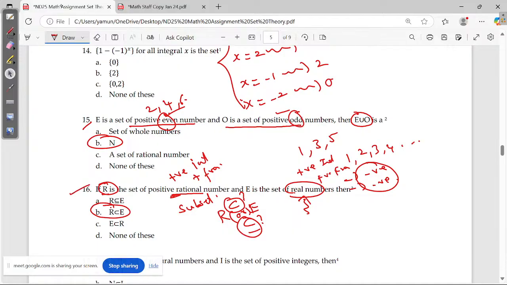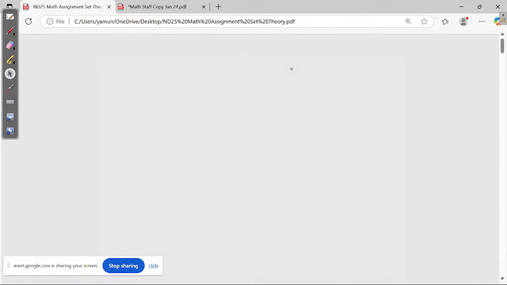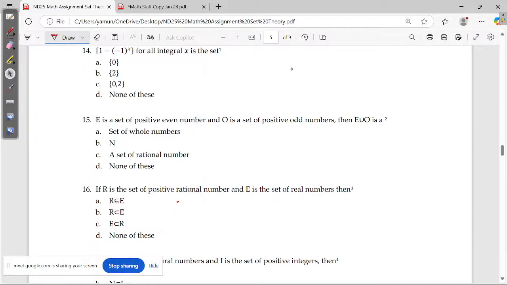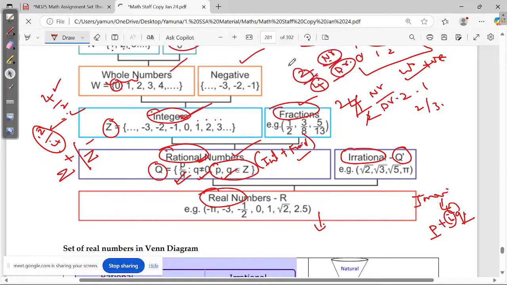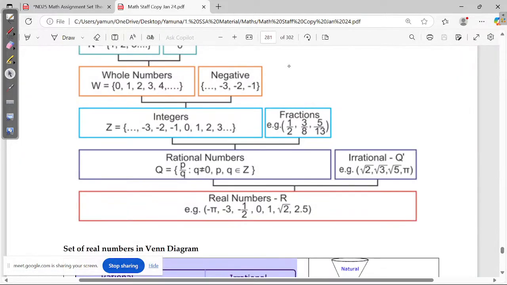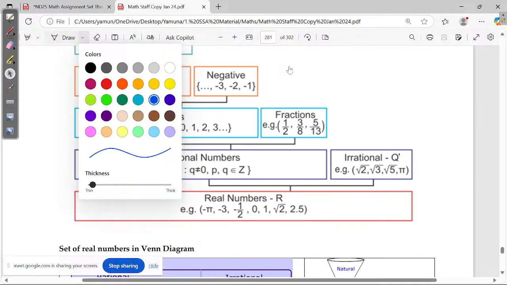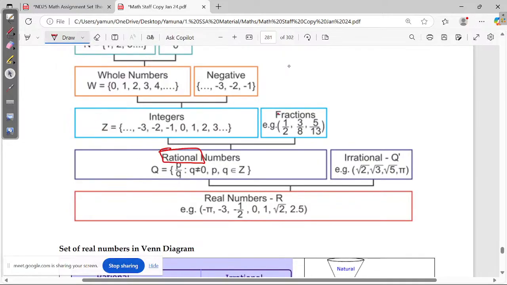16th one. What is R? Let me clean the board. R is positive rational. From here, what is a rational number? You'll have integers, you'll have fractions. Integer means you'll have negative integer, you'll have zero, you'll have positive integer. Fraction means, again, here in the example, I have only positive fractions. Here you'll have negative fraction and also positive fraction. You'll not have zero here because zero is an integer.